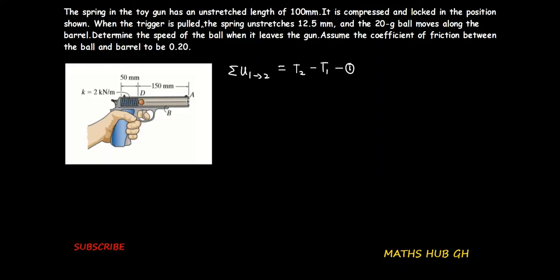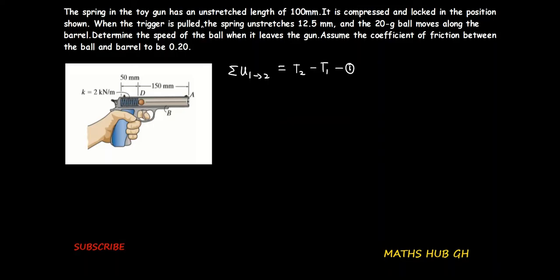Now let's look at the term on the left hand side, which is the sum of work done by the forces acting on the particle. The particle here is the ball in the spring gun. The force that will cause it to move will be the spring force. For this reason, there's going to be work done by the spring force. So that's one of the works.